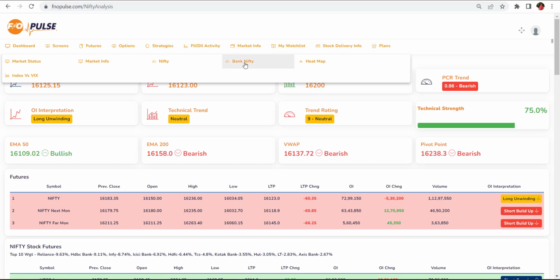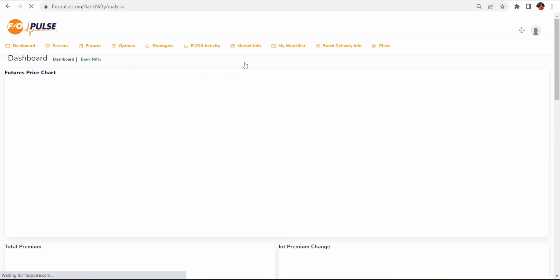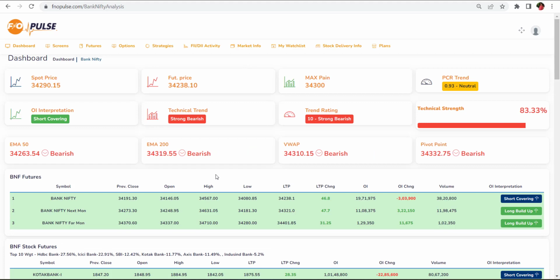The same way you can go for Bank Nifty. Whatever I explained for Nifty, the same applies in Bank Nifty. So here it is strong bearish. There we saw 9 neutral, here 10 strong bearish. It is bearish when 10 out of 12 are on the bearish side. So when it becomes 10, it becomes strong bearish.